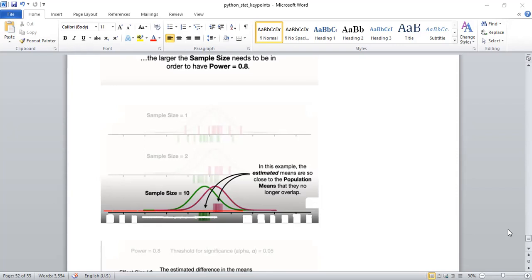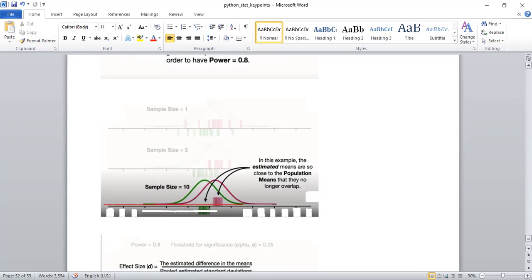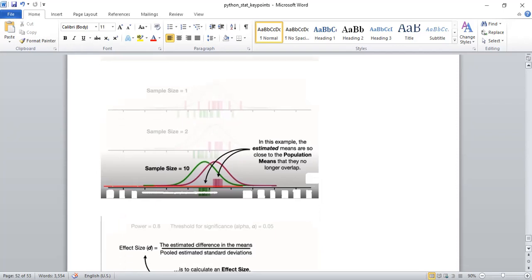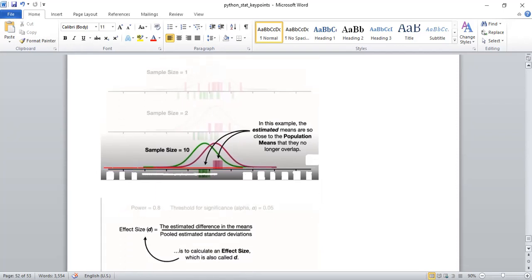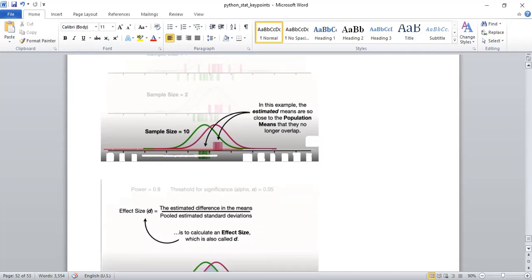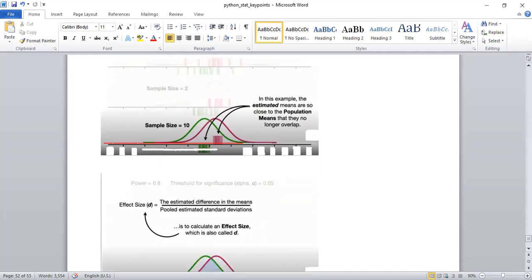Understood? The estimated means are so close to the population means that they no longer overlap. So this is what we want. Understand? So when you increase the sample size, what actually happens?